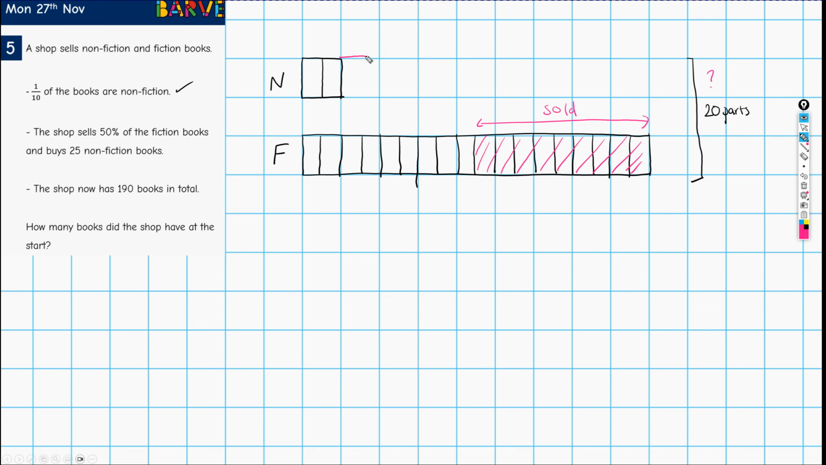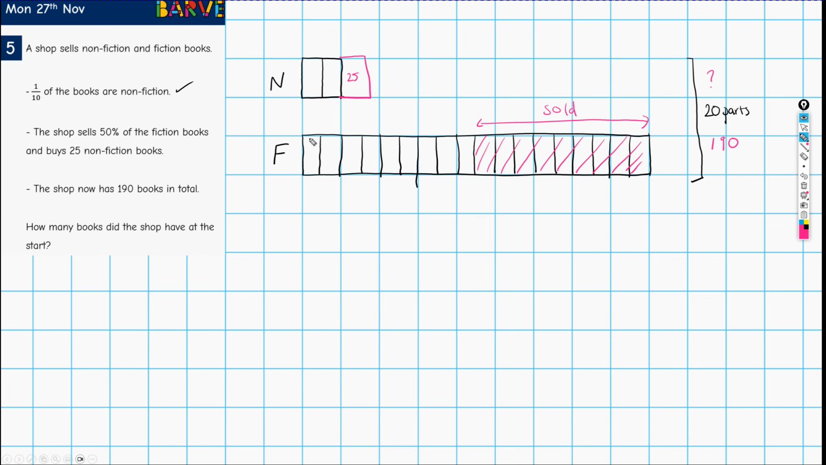I could just add that on as a randomly sized part. So 25, I don't know how large this is compared to these parts. So it's a sort of random part. I just could have put plus 25 there as well. We're also told then, after this has happened, that the shop now has 190 books in total. Okay, so let's say that we've got 190.